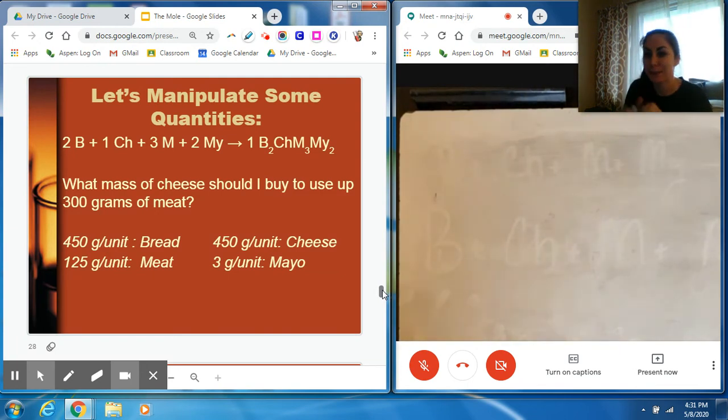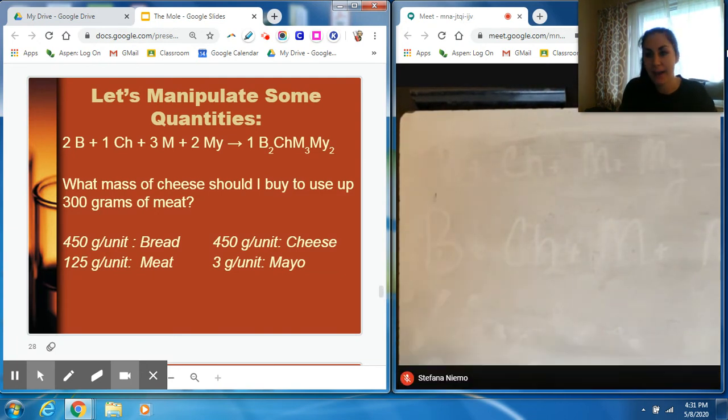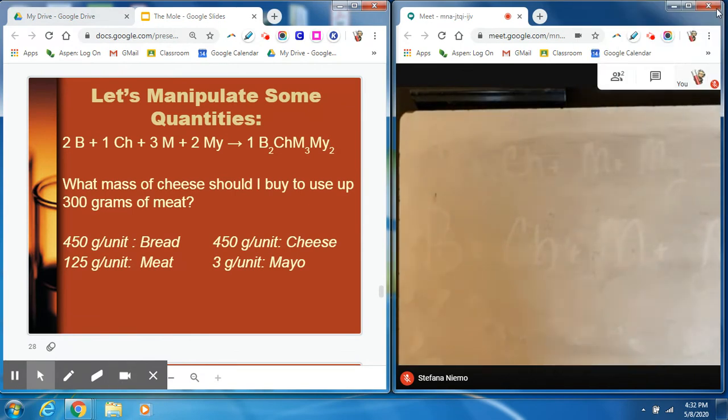And manipulate some quantities about that. All right, so here we go. In order for Nico to make a sandwich, he wanted to use some mass of cheese and mass of meat. So in order for us to do that, we need to know just how heavy each of those individual things are. These are not true, but for the purposes of this activity, we're going to pretend they are.